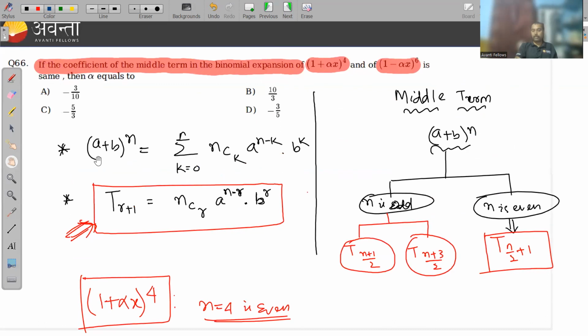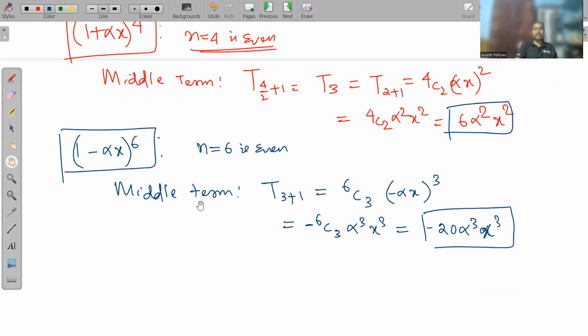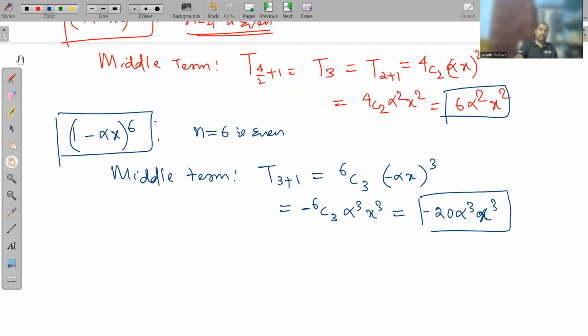It is given in the question that the coefficients of the middle terms are same, the coefficient of both the middle terms are same. That means here in the first middle term the coefficient is 6 alpha square, which is equal to the coefficient in the second middle term, minus 20 alpha cube, right?